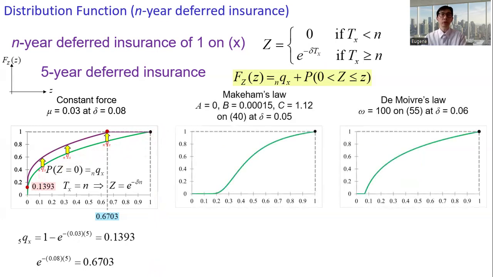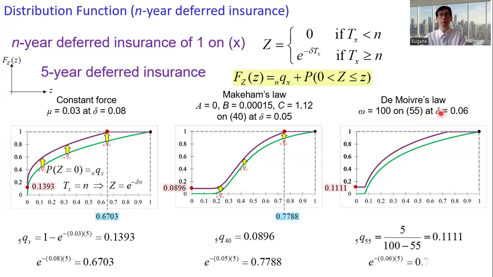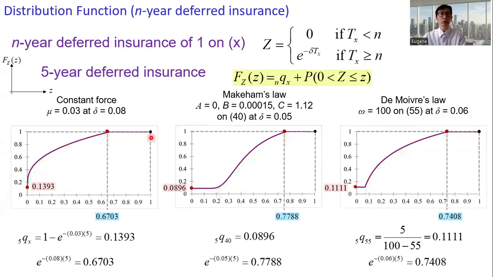All right, the illustration for Makeham's law and De Moivre's law, similar logic. And then for De Moivre's law here, all right, so these are the 3 illustrations for deferred insurance.